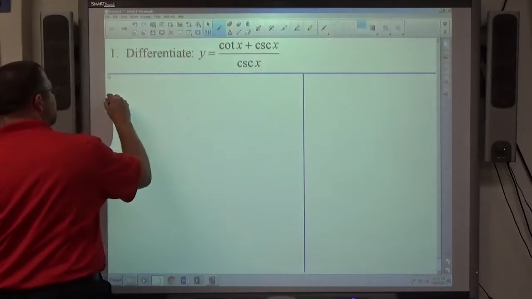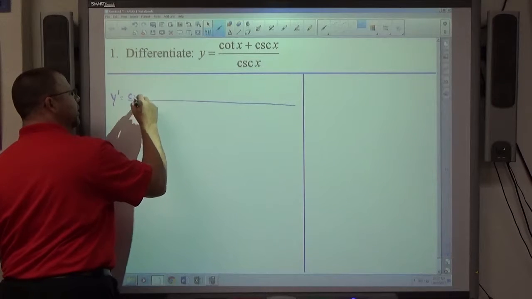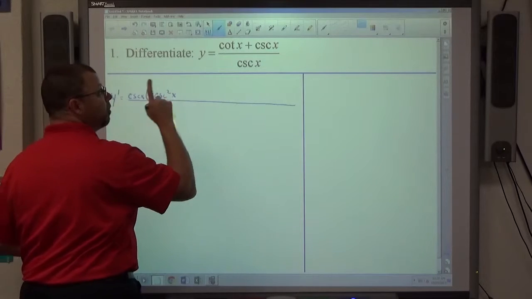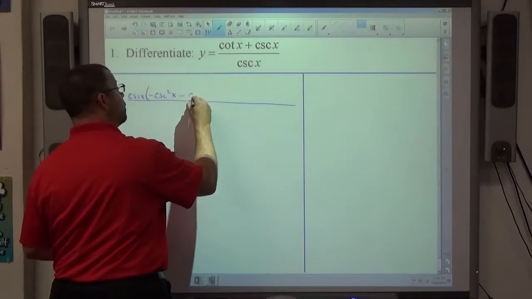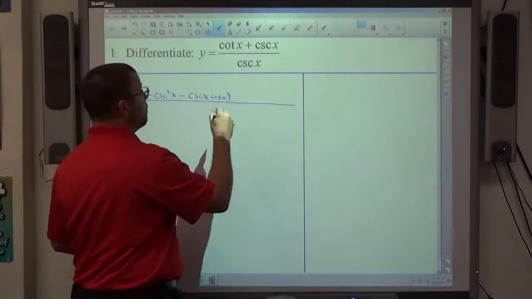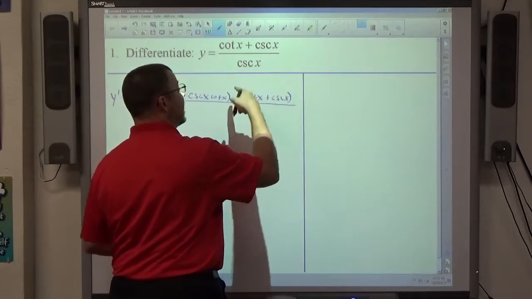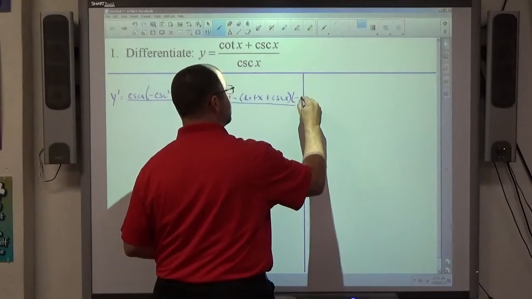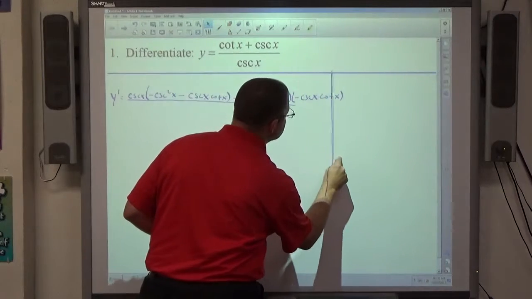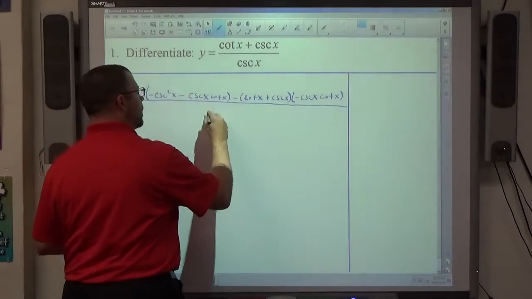So y prime equals, I have to do low d high, which is going to be cosecant of x times d high, the derivative of cotangent, which is negative cosecant squared x, plus the derivative of cosecant of x, which is minus cosecant of x cotangent of x, minus high d low, which is minus cotangent of x plus cosecant of x, times the derivative of cosecant, which is negative cosecant of x cotangent of x. All that goes over cosecant squared of x.